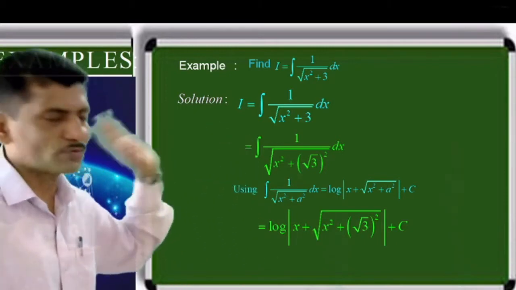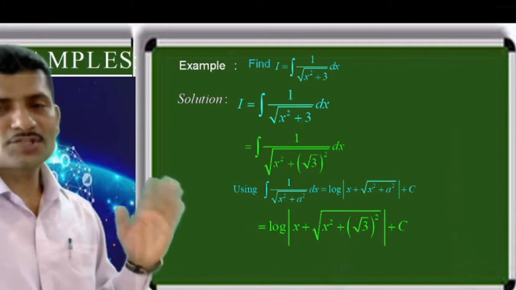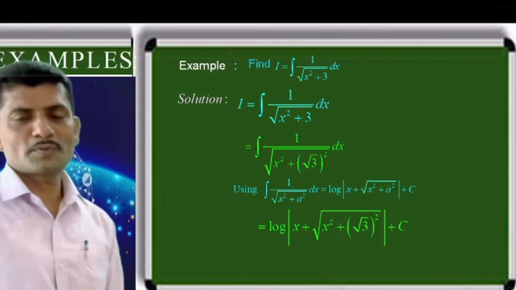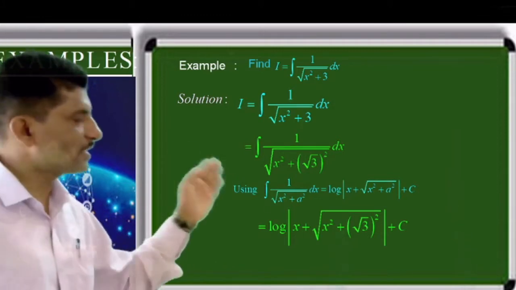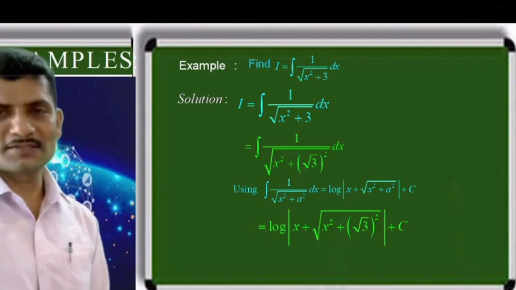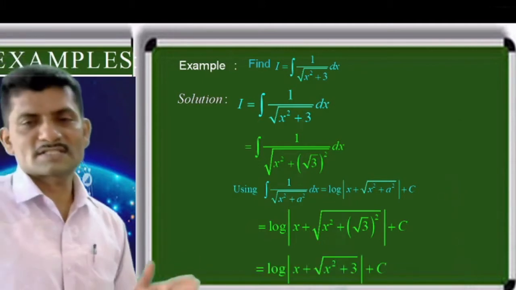Two more questions: get the proof of the standard result and hence evaluate. The next one is a similar type.